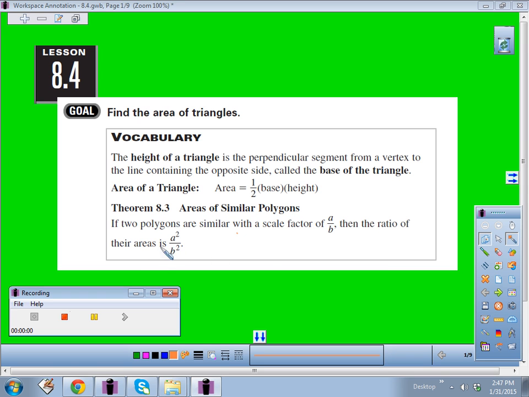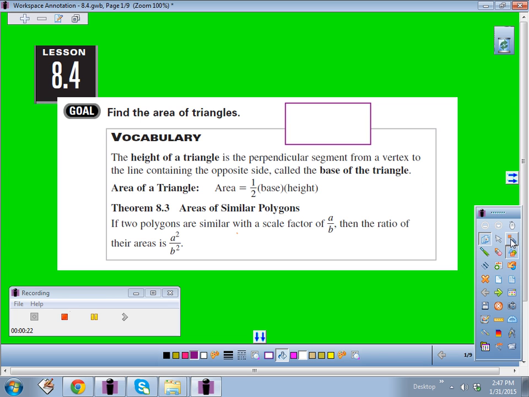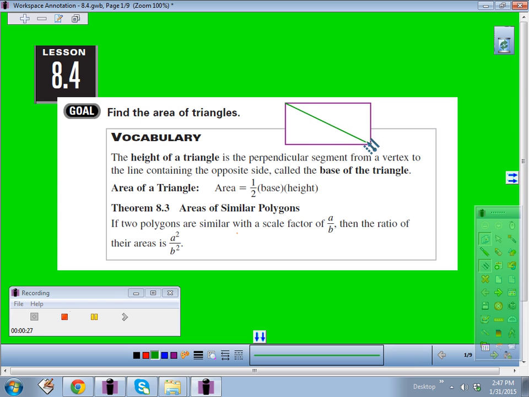Okay, lesson 8.4. Find the area of triangles. So, 8.3 was all about the rectangles and squares, and so we're going to continue on with triangles. Now, we know that the relationship between a rectangle and a triangle is that a triangle is always going to be half the area. One triangle will be half of the area of a rectangle.